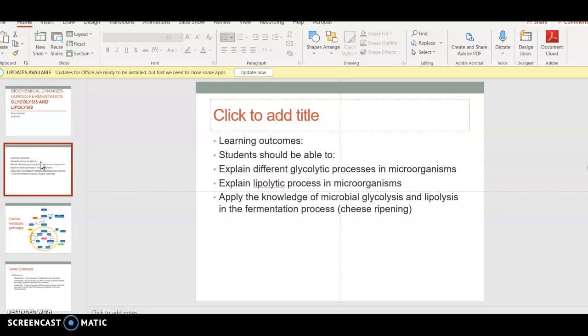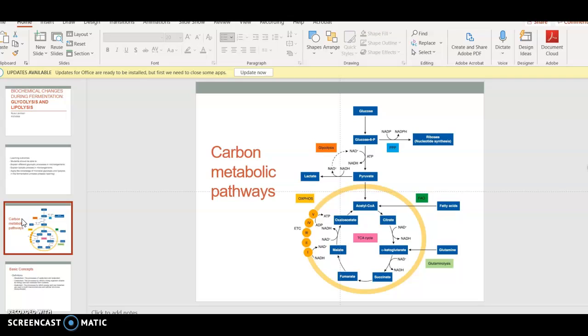So these are the learning outcomes. You can read it yourself. Okay, just to recap what we learned in biochemistry during your first year. These are the carbon metabolic pathways. As usual, it will start from the glucose, and the glucose will be broken down into pyruvate.